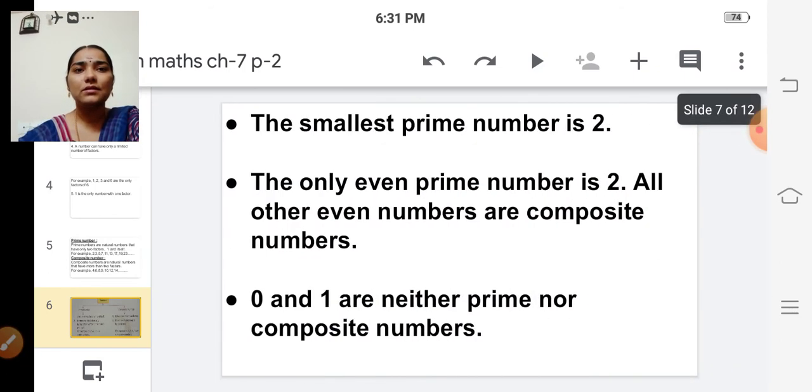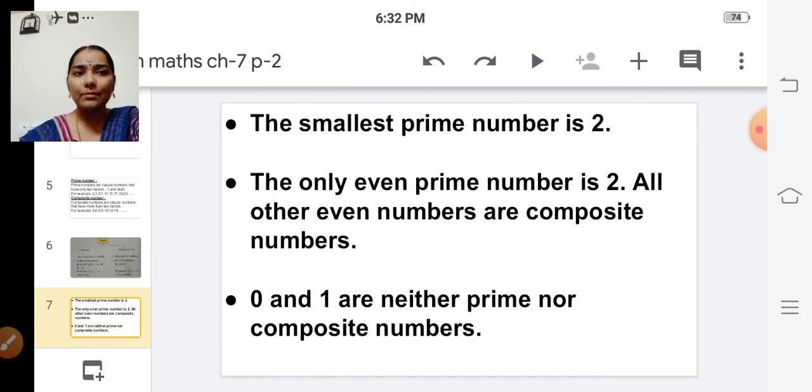The next one is the smallest prime number is 2. So prime numbers start from the number 2. The smallest prime number is 2. 2 is an even number, isn't it? So the only even prime number is 2. All other even numbers are composite numbers. So all other even numbers have more than 2 factors, so they are all composite numbers.